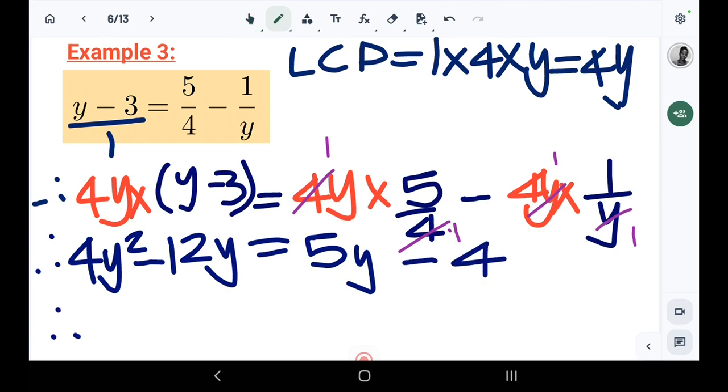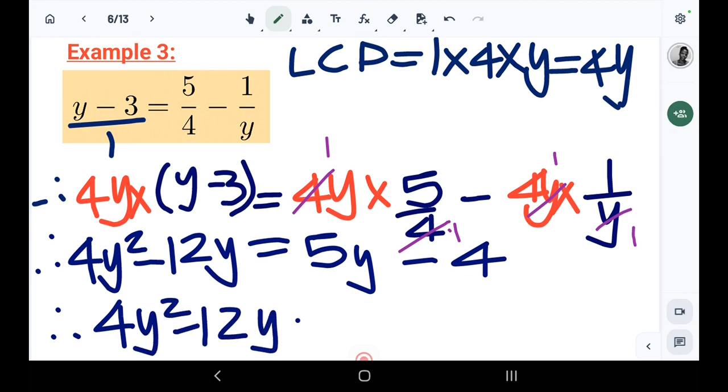Now take everything to the left-hand side: 4y squared minus 12y. Remember, when you cross the equal sign border, you must change the sign. Sorry, plus 4 equals 0.